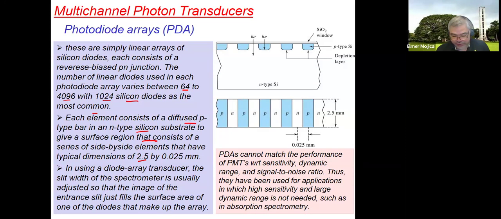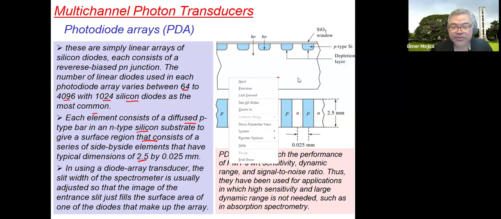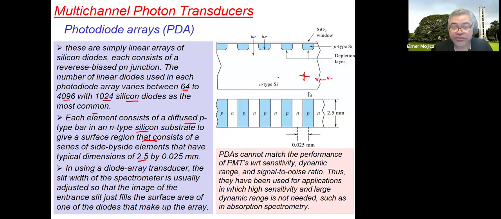So if you're going to look at this reverse bias linear diode array detector, this is how it looks like. Okay, so this is the cross section, and this is what we call the top view. So it's an alternating PN thing. Now, in using this diode array transducer, the slit width of the spectrometer is usually adjusted so that the image of the entrance slit just fills the surface area of the diode that makes up the array.